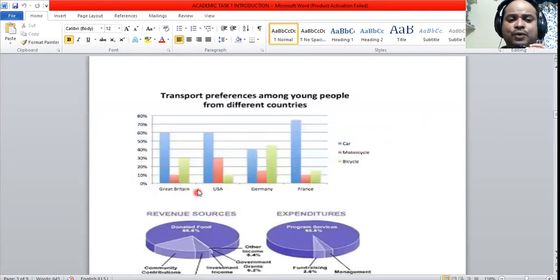Here I have an example of a static chart. We have a bar chart, and we don't have years to compare. So it is present tense: transport preferences among young people from different countries. In this particular picture, the picture is static because we don't have a comparison between the time frames. If the time frame comparison is not there, then it is static data or a static graph.